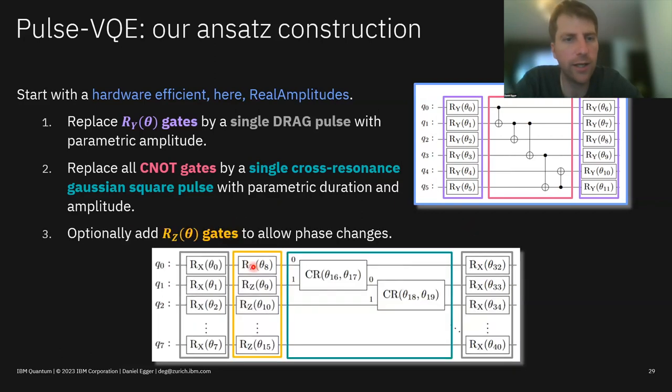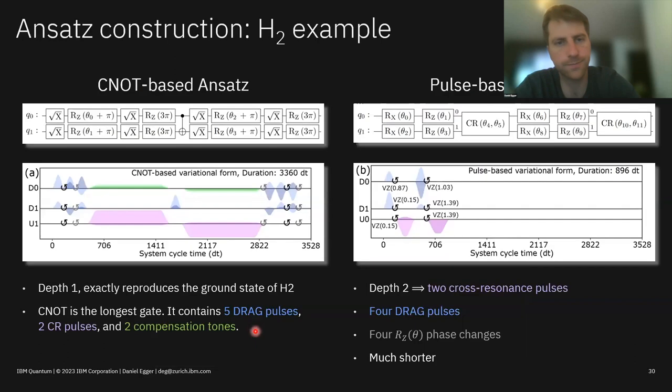And then in some of the cases, what we also did is we added RZ gates here in order to control the phases of the pulses. Because in these cross resonance pulses, the only thing that we optimize here is the duration and the amplitude of the Gaussian square and not the phase. So let's take a look at how this might perform, how this might look like.